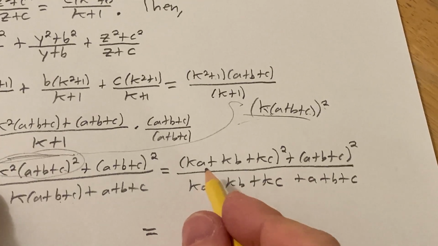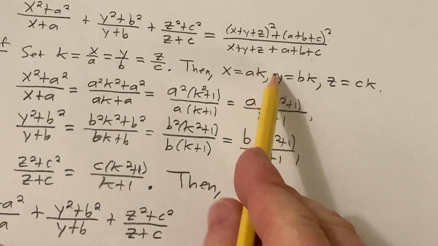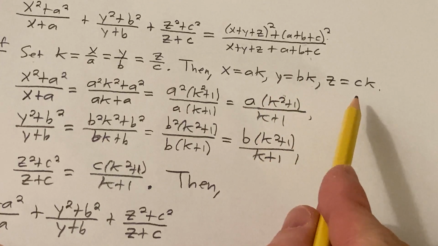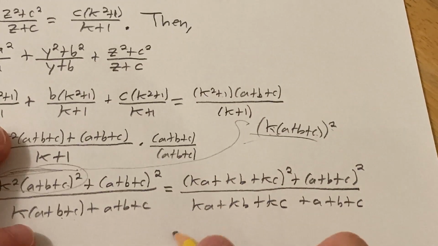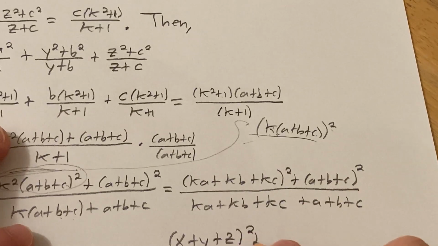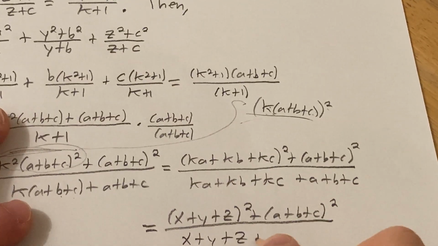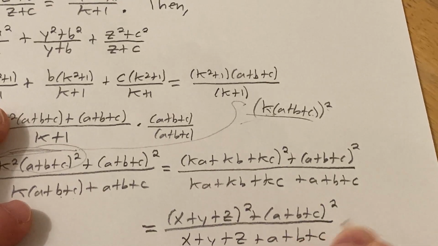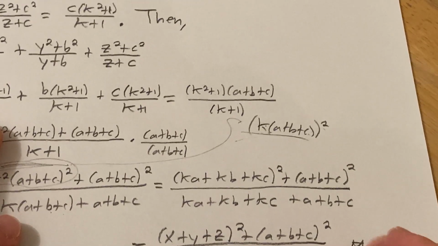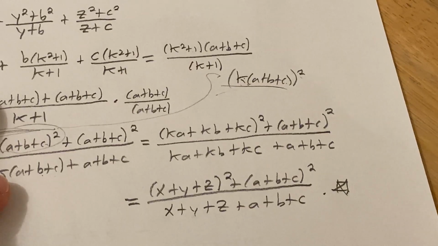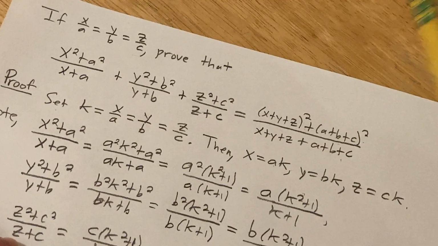And then ka, we know that's x, you see. ka is x, kb is y, kc is z. So we have (x + y + z)² plus (a + b + c)² over x + y + z plus a + b + c. And that completes the proof. That's exactly what we had to show, right? That's what we had to prove in this problem.